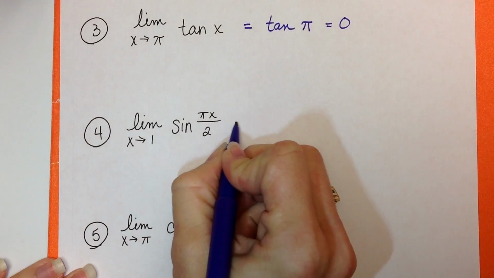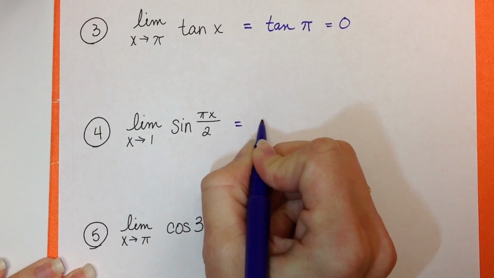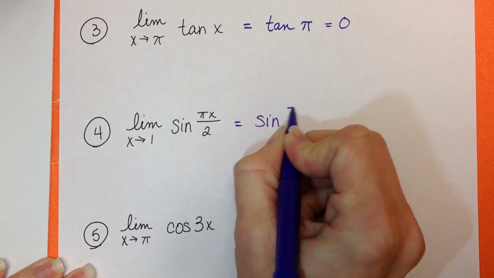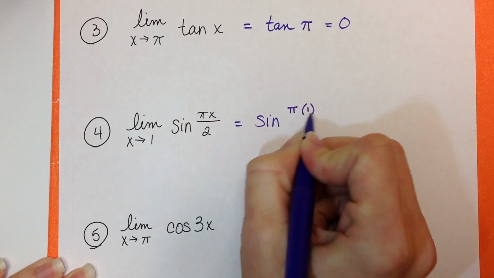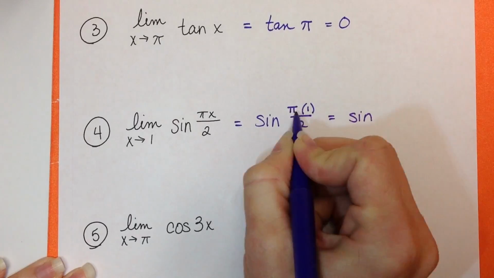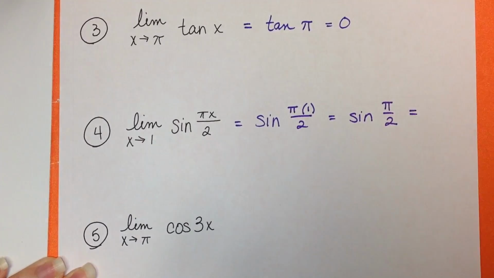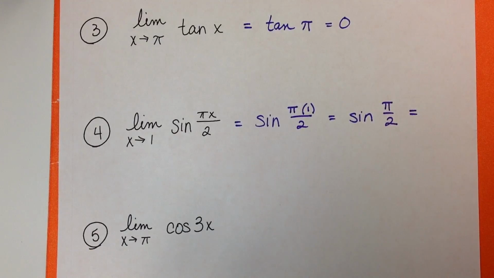Alright, number 4. If I do direct substitution here, I've got to plug 1 in. So I would have sine of pi times 1 over 2. Of course, pi times 1 is just pi. So sine of pi over 2. Of course, pi over 2 is the same thing as 90 degrees.